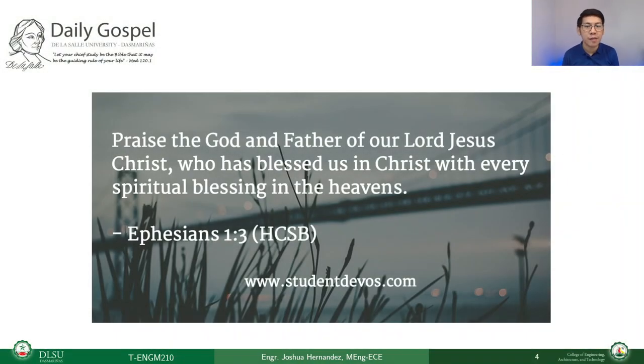Scripture for today is found in Ephesians 1:3. It says, "Praise the God and Father of our Lord Jesus Christ, who has blessed us in Christ with every spiritual blessing in the heavens."